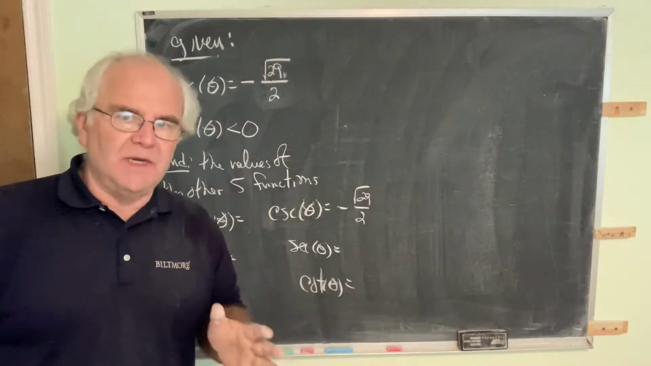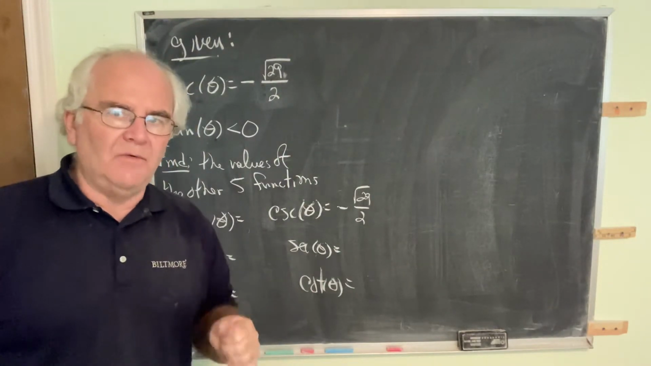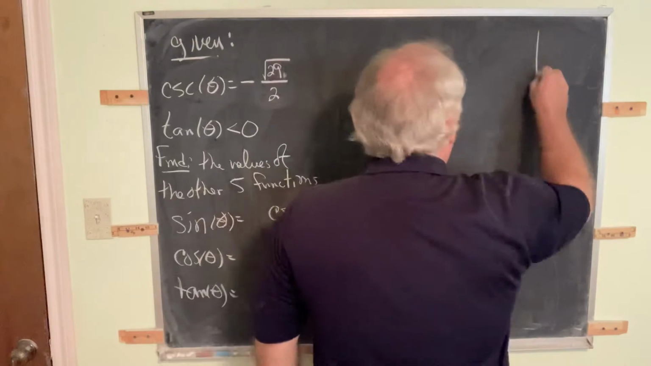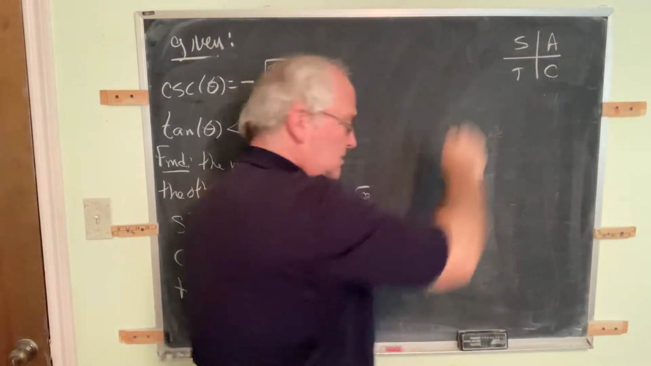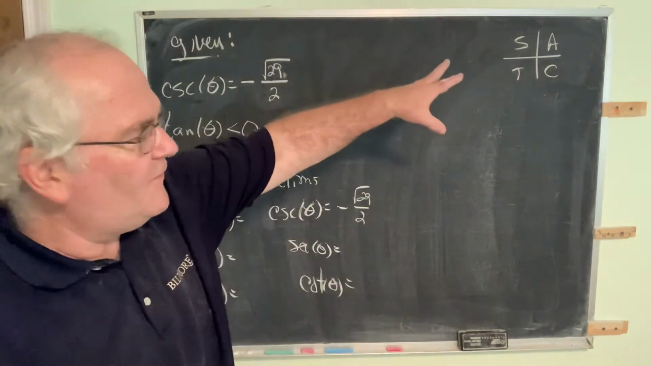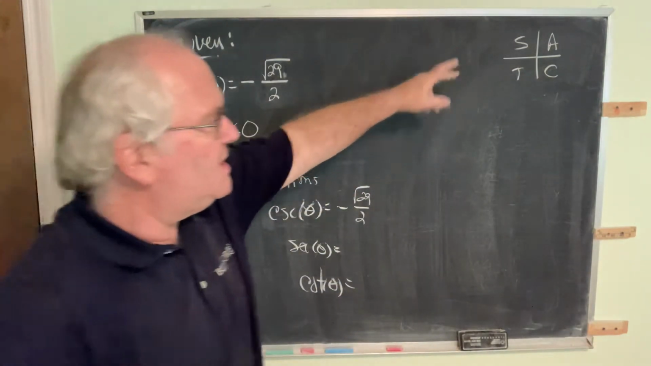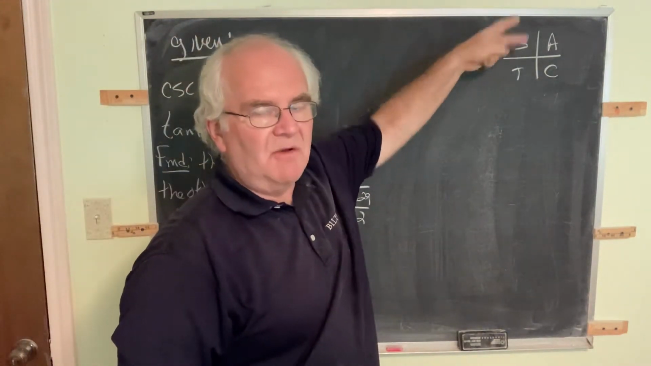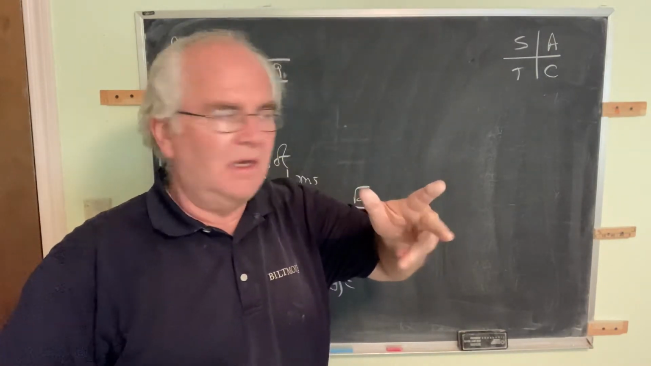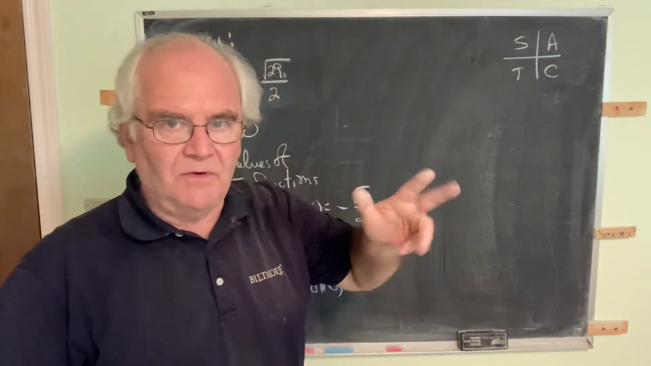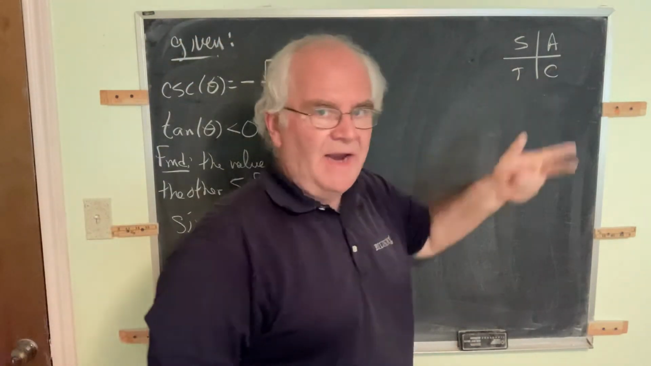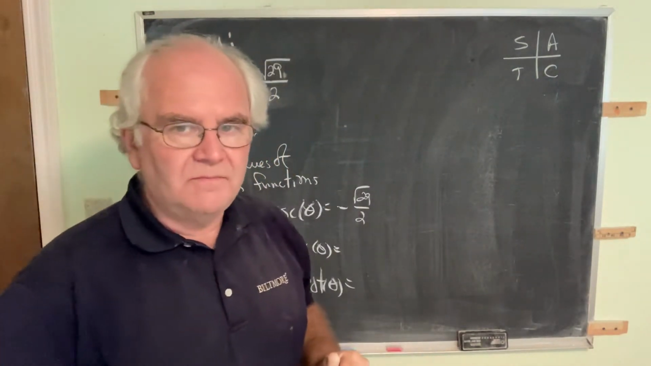The key for any problem of this variety is we need to know what quadrant we're in. To know that, all we need is our little memory device. All the functions are positive in quadrant 1. Sine, and hence cosecant, remember, sine and cosecant always agree, are positive in quadrant 2. Tangent and cotangent, quadrant 3. Cosine and hence secant, quadrant 4.